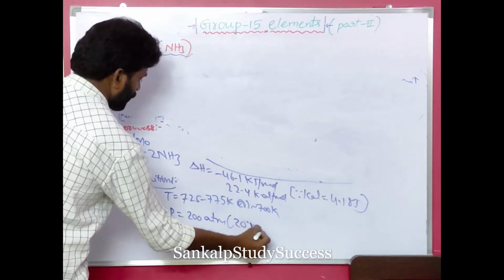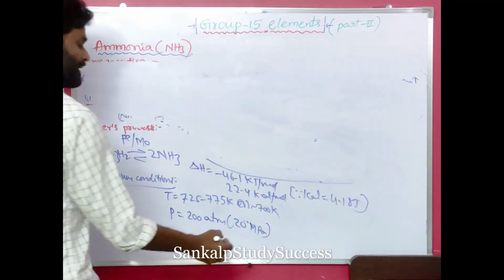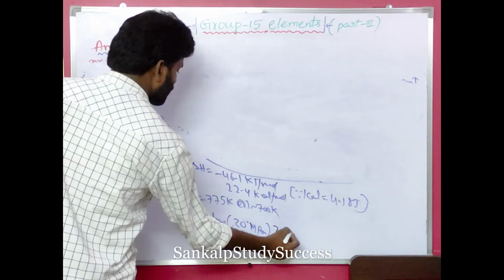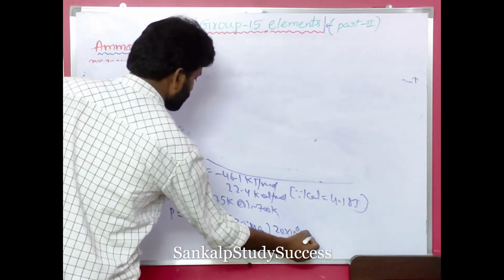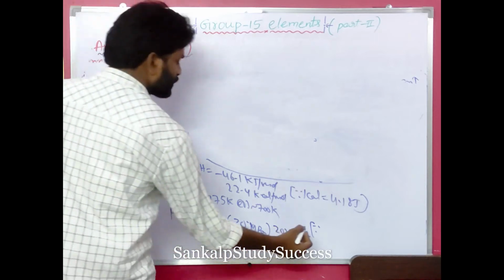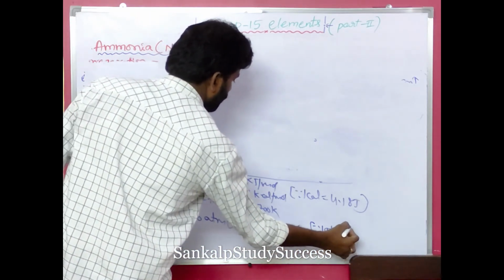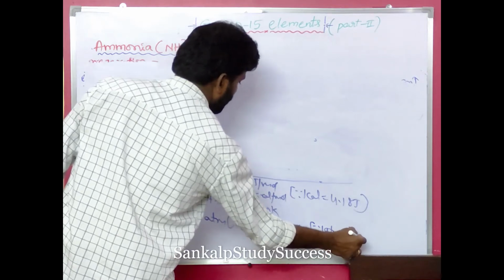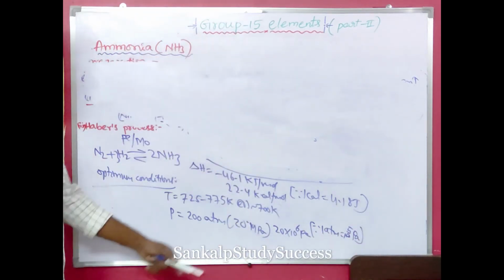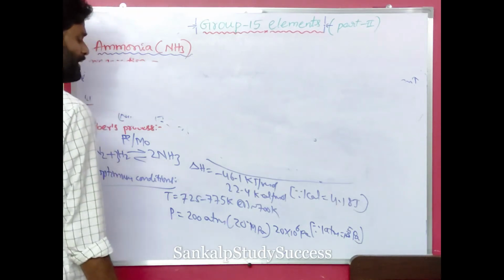What is another unit of pressure? Pascal. Mega means 10 to the power of 6, so 20 into 10 to the power of 6 pascal. We know that 1 atm is equal to 10 to the power of 5 pascal. So 20 megapascal or 200 atmospheres, both are the same.